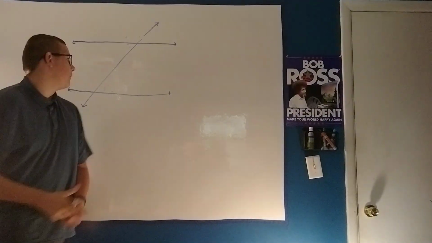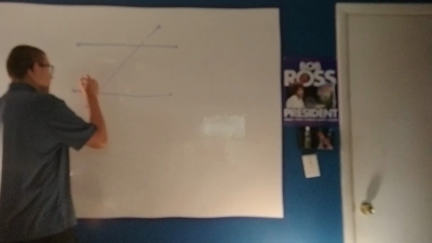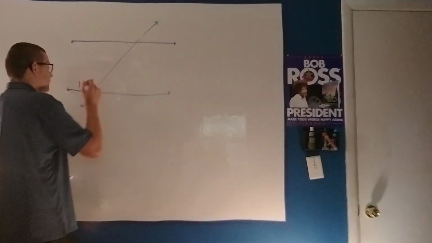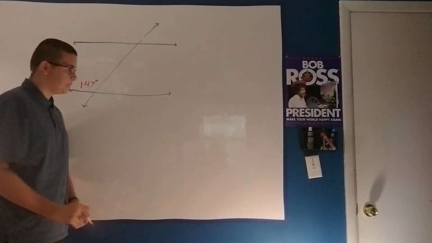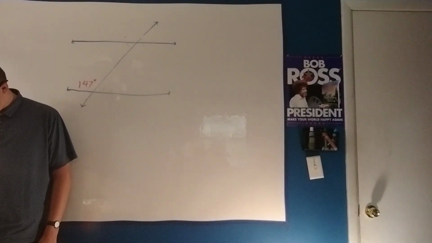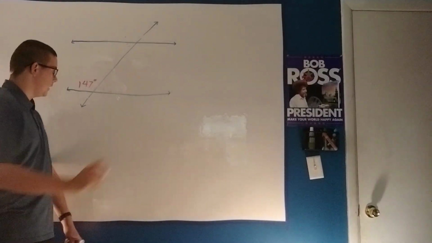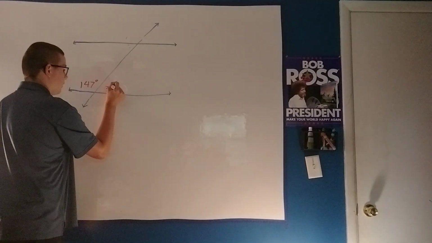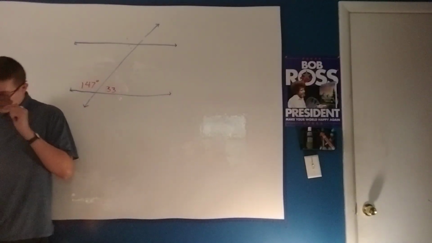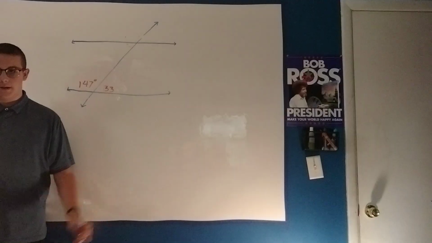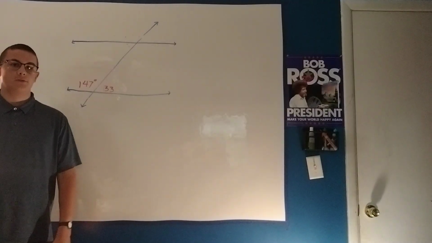And we'll do one more. What if this is 147 degrees? That would mean that this is 33 degrees, because 180 minus 147 is 33.